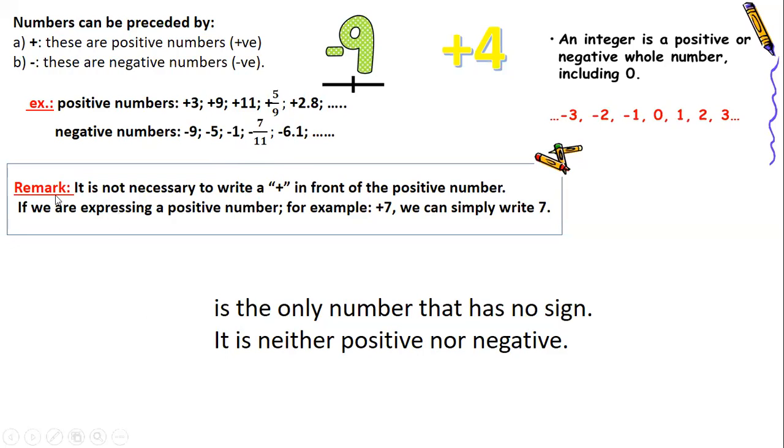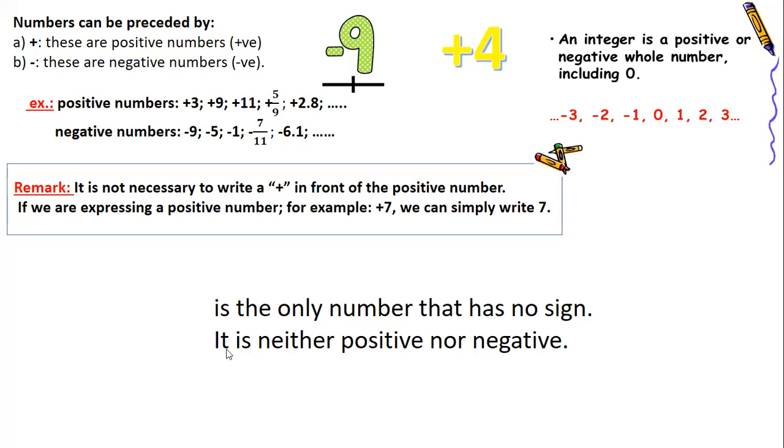Please, Dalal, read the remark in the box. Remark: it's not necessary to write a plus in front of a positive number. If we are expressing a positive number, for example, +7, we can simply write 7. So what we mean here, Dalal, is if you are writing any positive number, you can write it with a plus or you can write it without a plus. But a negative number should always be written with a minus. Okay, Dalal? Thank you, Dalal.